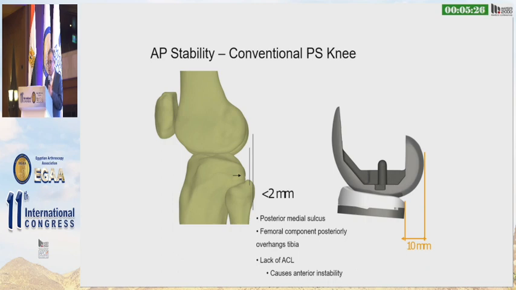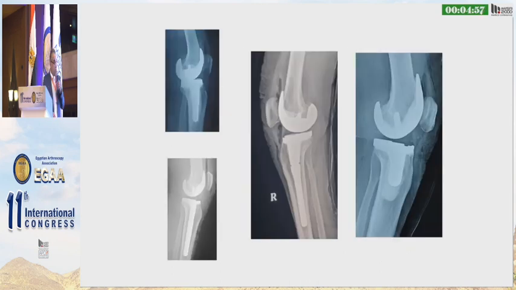As for AP stability in conventional PS, in the normal knee you can see there is about 2 millimeters between the condyles of the femur and the tibia. But in a conventional PS, usually the femoral component in a resting extension position is overhanging posteriorly, or actually the tibia is translated anteriorly, because this is an ACL deficient knee. We can see here in the x-rays, on the left-hand side, this is a conventional PS, and we can see the posterior translation of the femoral condyle in relation to the tibia.